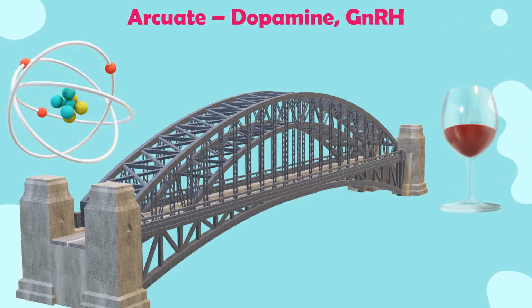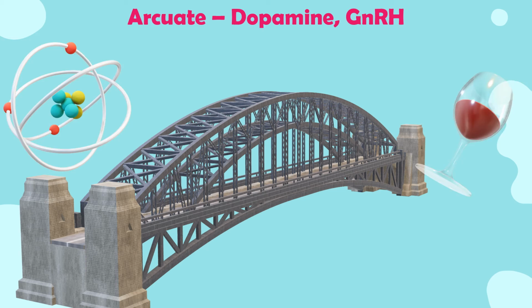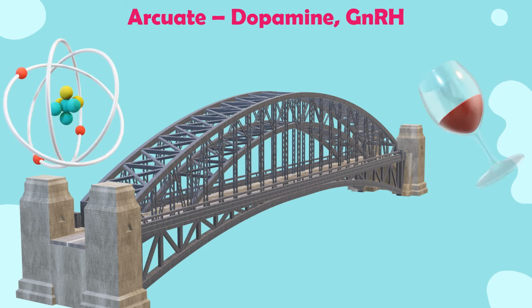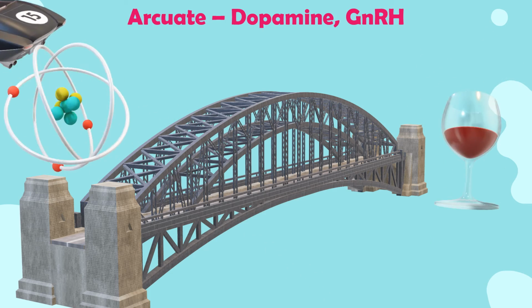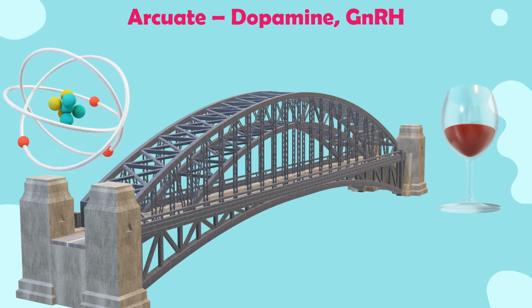And there is an arch to remember. This is the arcuate nuclei. So arcuate nuclei secrete dopamine and some releasing hormones, especially the gonadotropin releasing hormone.